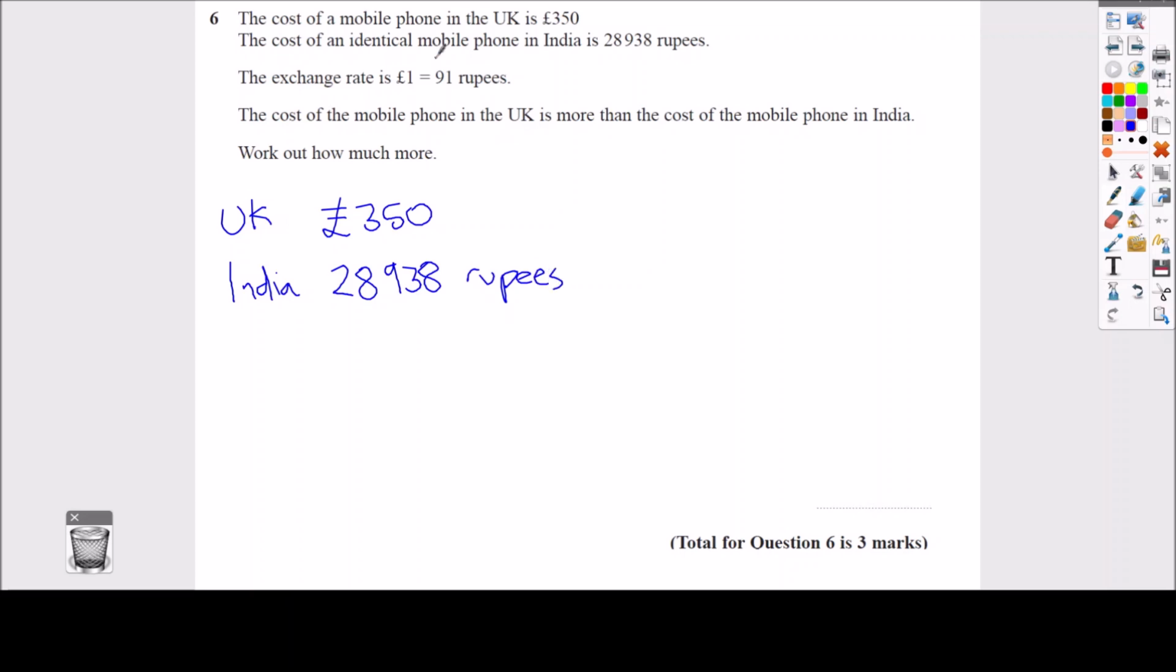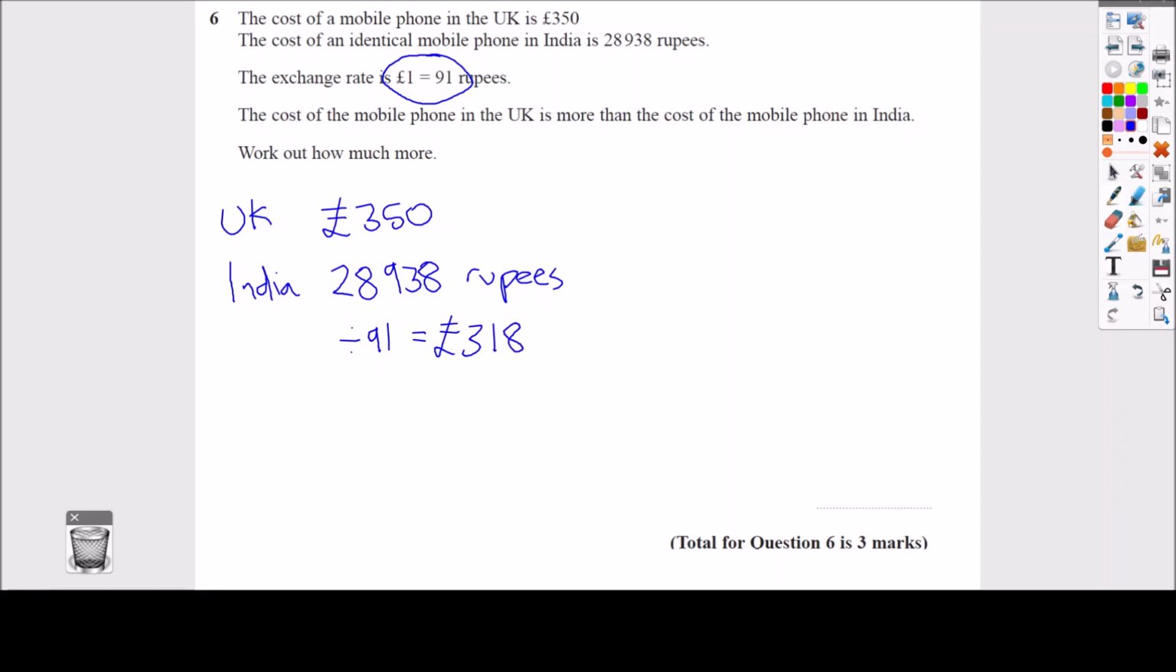Well, we're told the exchange rate is £1 for 91 rupees. So you've just got to be careful here. Are we going to multiply by 91 or divide by 91? Well, we're going from rupees, the right, to pounds on the left. We need to get a smaller number. So we're going to be dividing that by 91 to convert it into pounds. So on your calculator, do 28938 divided by 91, and that gives us £318.